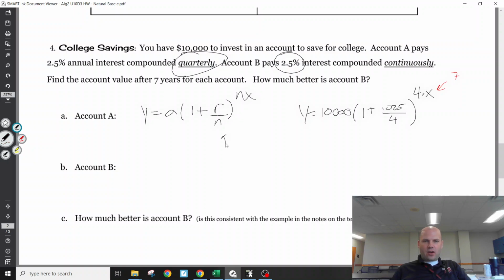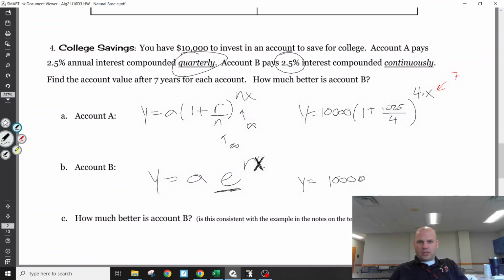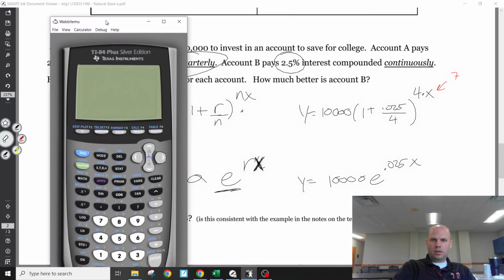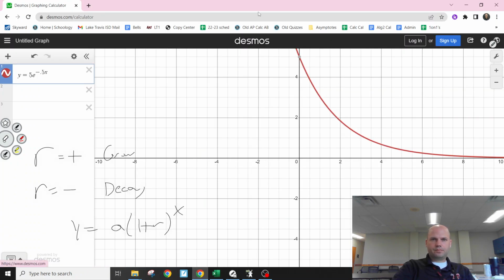Now, what happens if n goes to infinity? If n goes to infinity, this gets adjusted to this formula, where e, this magical number, pops up. And in this situation, I have $10,000. My rate is 0.025 times x. We don't have to worry about splitting it up, but if I plugged an infinity here, this e pops up and the r pops up into the exponent. I'm trying to figure out why it pops up into the exponent, but I don't know. Let's just graph these. That way we can compare them.